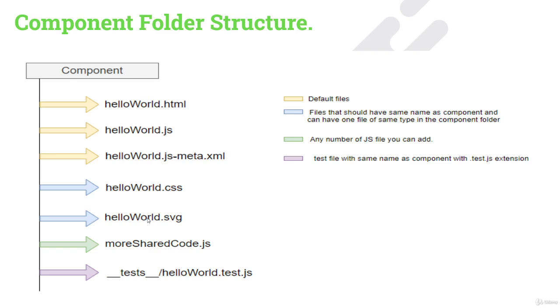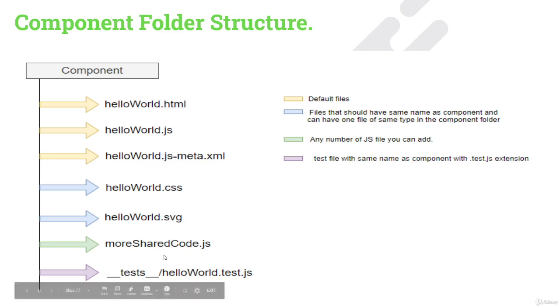Then we can add the SVG file, and the SVG file is for adding an icon, scalable vector graphic icons. If you want to add other custom icons, you can create them yourself using the .svg extension. Here also the file name should be the same as the component name, and you can add only one CSS file per component, as well as one SVG file per component.